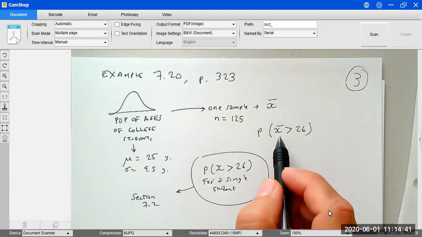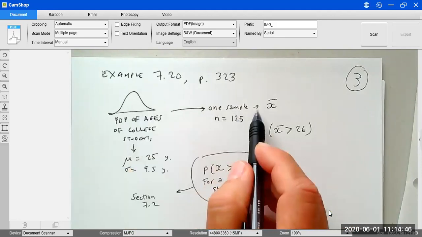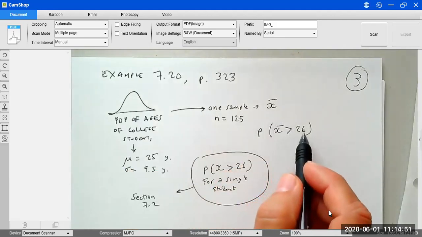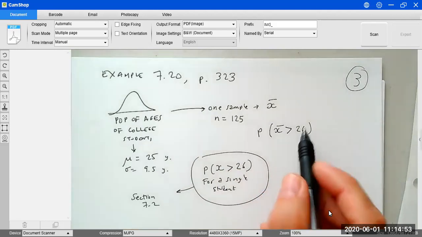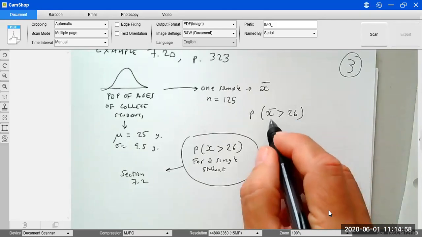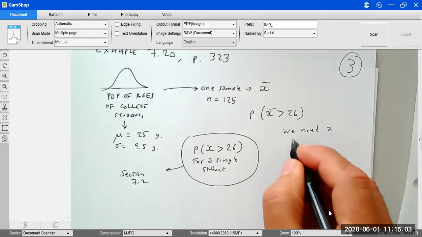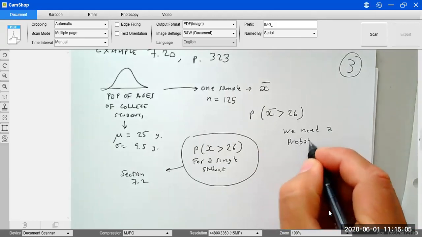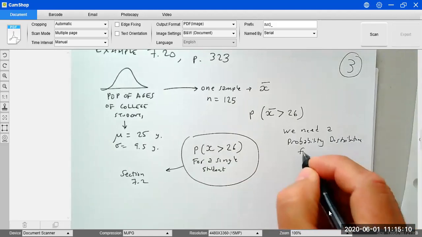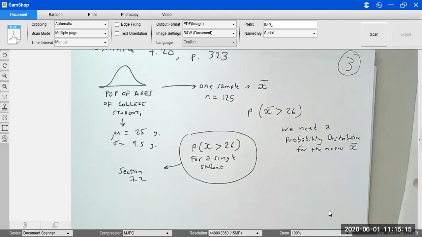Now what we want to know is the probability that the mean of the sample that you collected, with 125 students, is going to be greater than 26. So we're going to need to use now a probability distribution for the means of those samples, the means X bar.